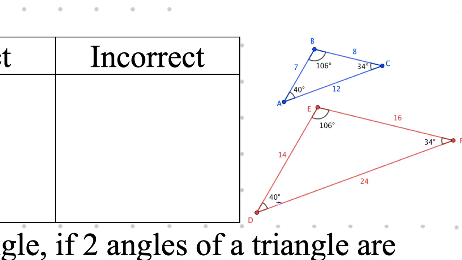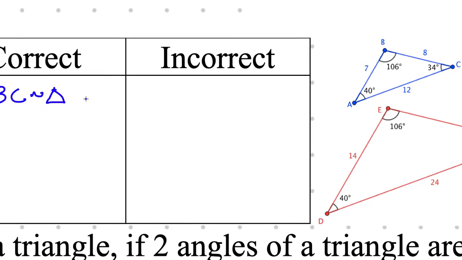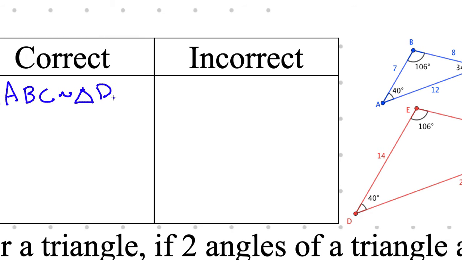So the first letter that I have to write to be correct is angle D. I will repeat that one more time. If I wrote A, and A had 40 degrees, the other angle that had 40 degrees was D, and that's why I have to write D here. The next letter that I wrote was B, and angle B had 106 degrees. Well, 106 degrees is E, so I have to write E and then F. You have to write them in the correct order.